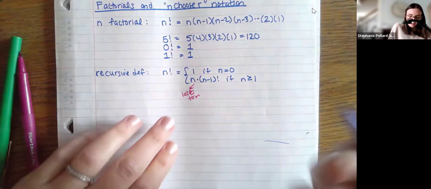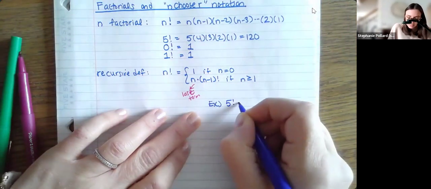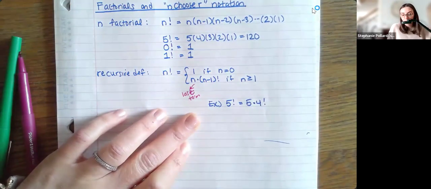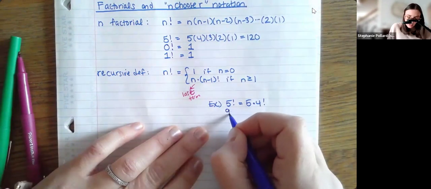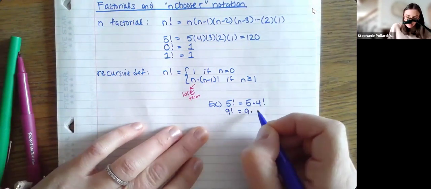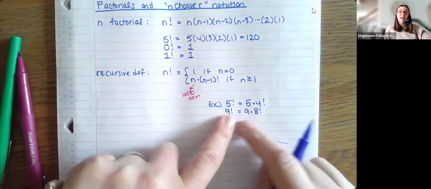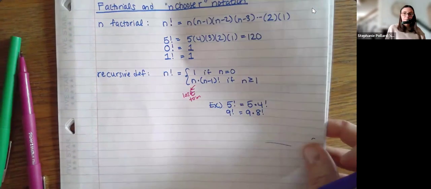Just as an example, just to see what this looks like: 5 factorial, you could write as 5 times 4 factorial. It's the same thing, right? 4 times 3 times 2 times 1. Or, 9 factorial is 9 times 8 factorial. That's what this formula is looking at. It seems silly, but it's actually really helpful in a lot of random cases. So it is worth noting there.